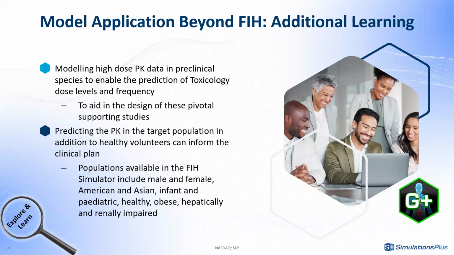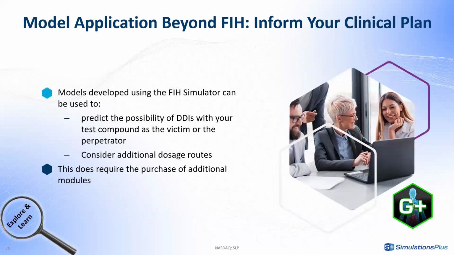Predicting the PK in the target population in addition to human healthy volunteers can also inform the clinical plan. Populations available in the first-in-human simulator include male and female, American and Asian, infant and pediatric, healthy, obese, as well as hepatically and renally impaired. But in addition, you can also edit any of these inbuilt populations to create your own customized physiology to reflect the disease or the condition of interest to you and to your model.